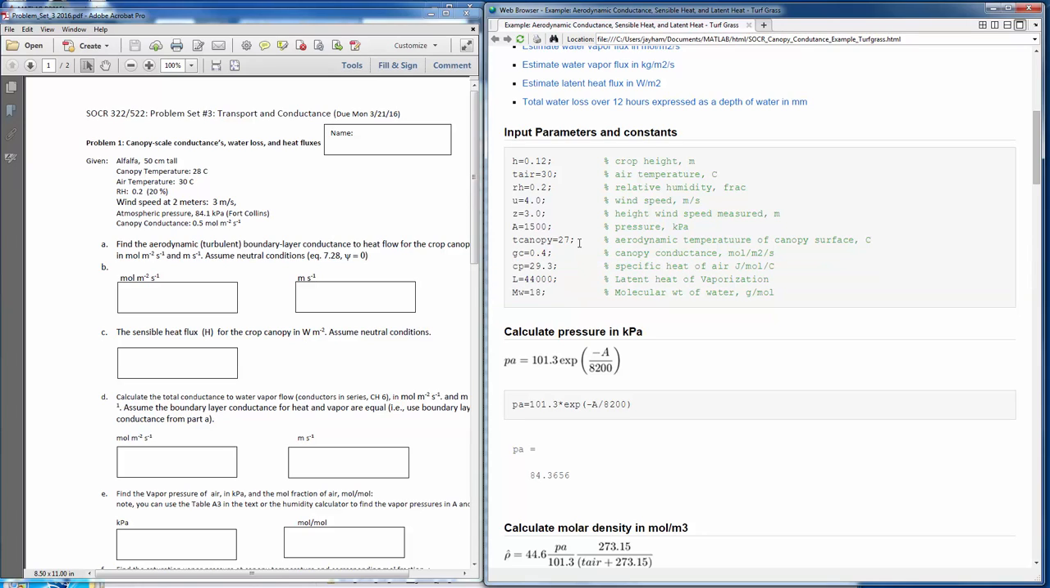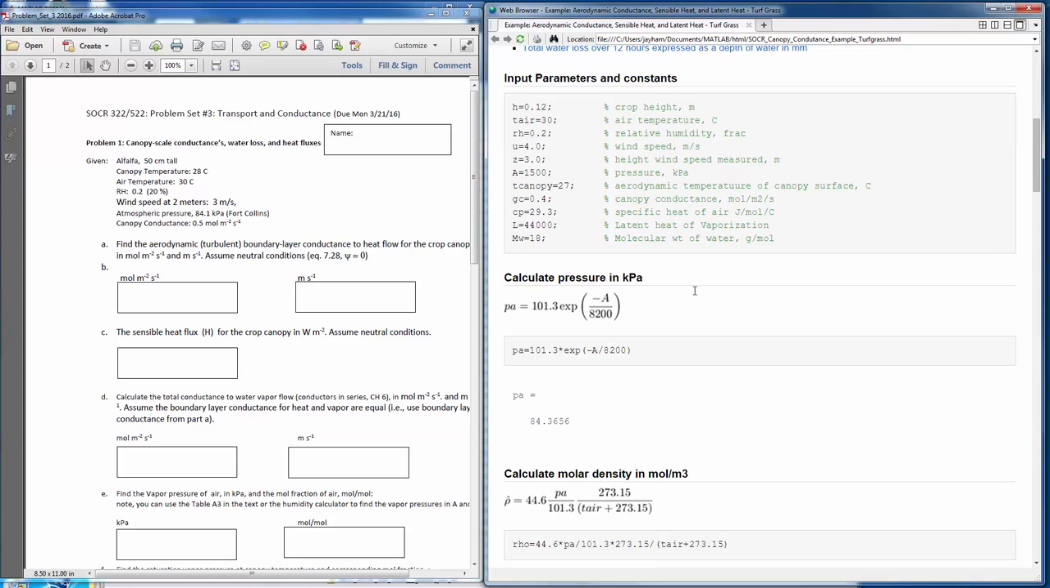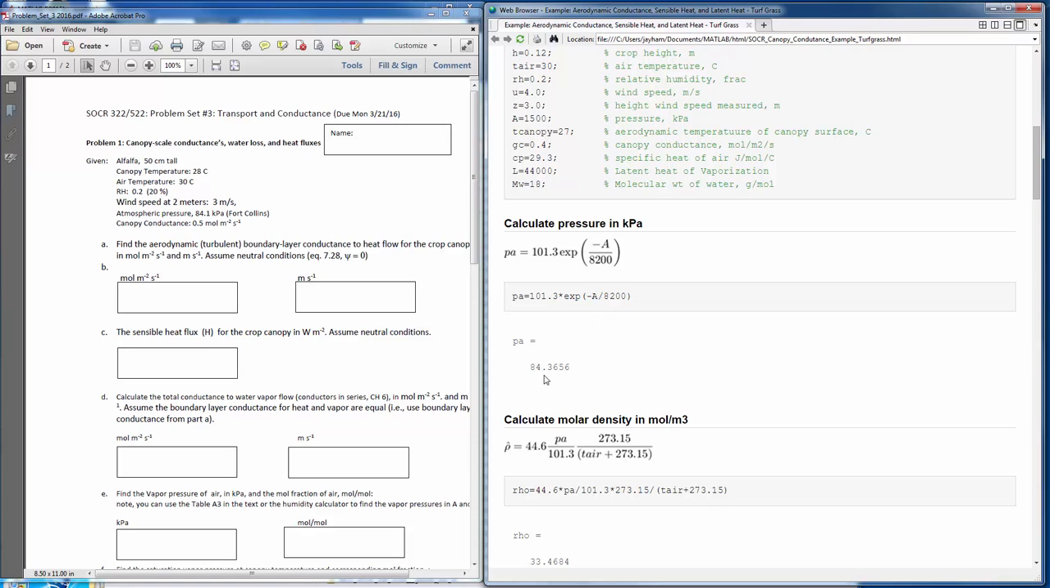So the first thing we want to do is try to estimate the aerodynamic conductance, and we're going to need a couple of parameters to do that. In my problem, I just had my altitude, I didn't have the pressure. You actually have the pressure in your homework already, but if you just had the altitude, we use our familiar formula here where we can estimate atmospheric pressure from altitude. And when I did that, I got 84.36 kilopascals. That's pretty typical for our elevation here on the Front Range of Colorado.